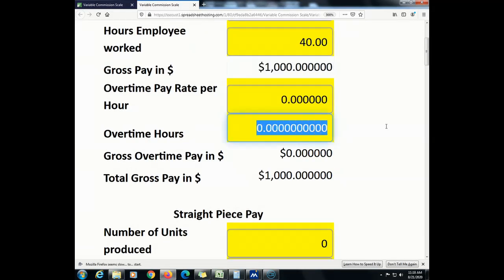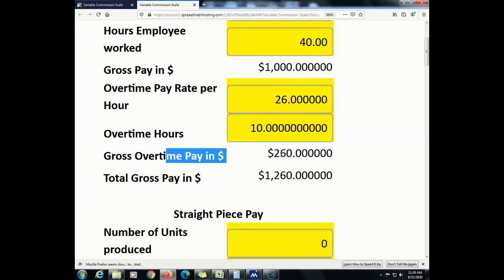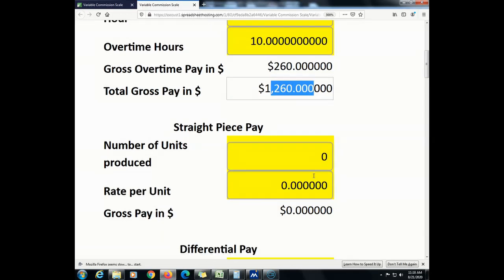Let's say you work overtime. You work 50 rather than 40 hours in a week, and your overtime pay rate is $26. Notice this calculator automatically figures out your overtime pay and your gross pay, which is $1,260.